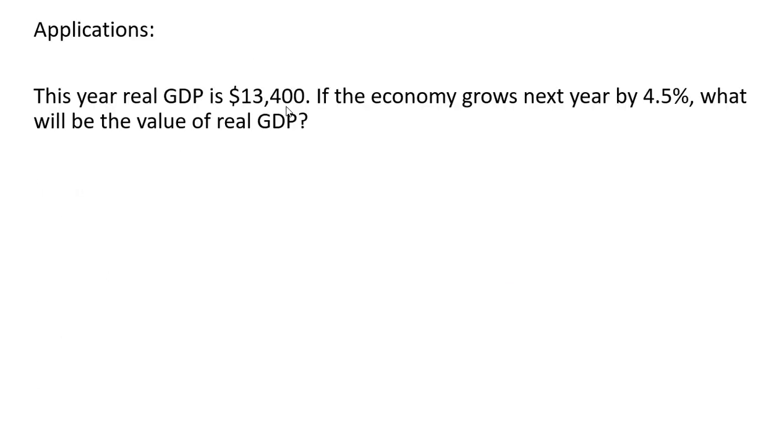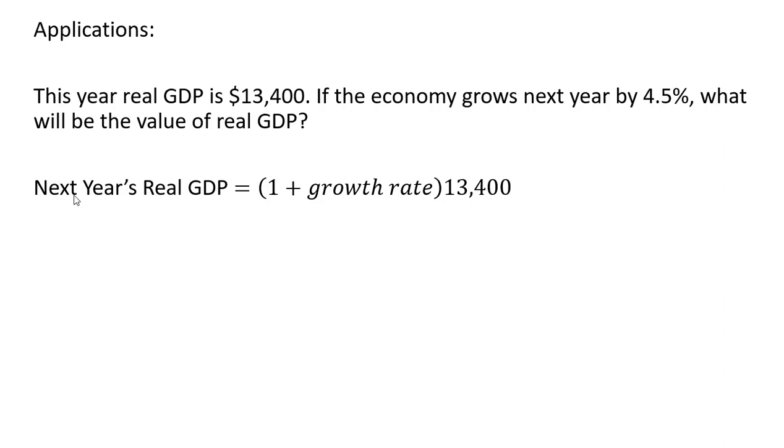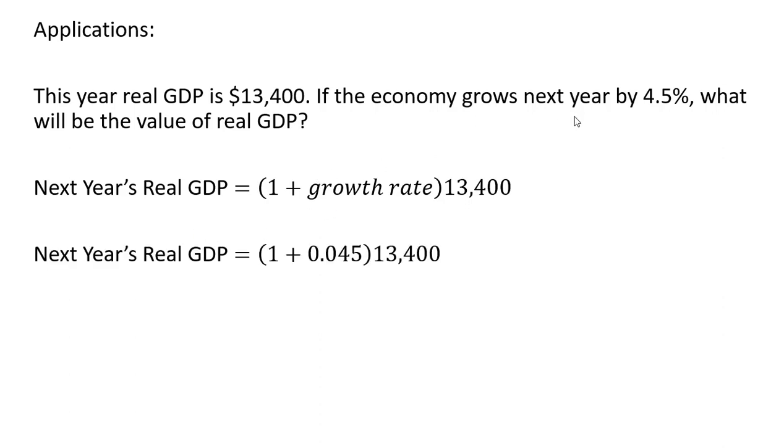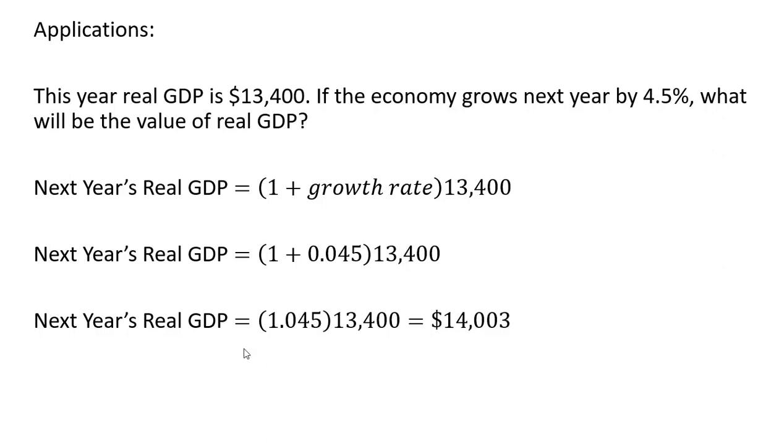Let's do some applications. This year, real GDP is 13,400. If the economy grows next year by 4.5%, what will be the value of real GDP? So we're going to use this formula. Next year's real GDP equals 1 plus the growth rate times this year's real GDP, 13,400. Going to plug in for the growth rate 4.5%, or 0.045. Going to add up what's in parentheses, multiply that by 13,400. Real GDP will increase to $14,003.